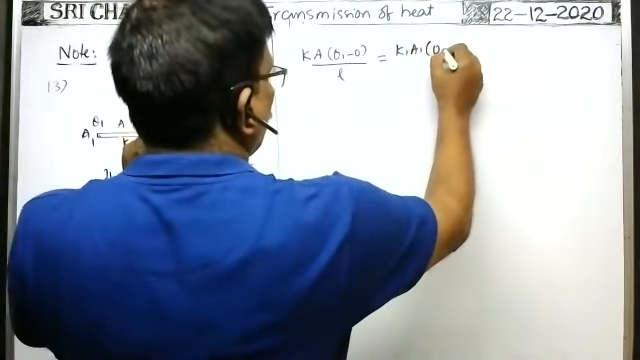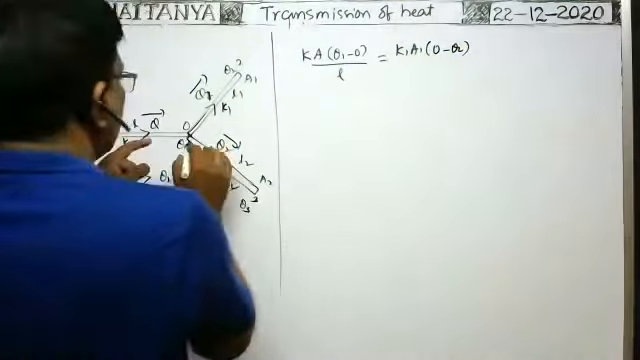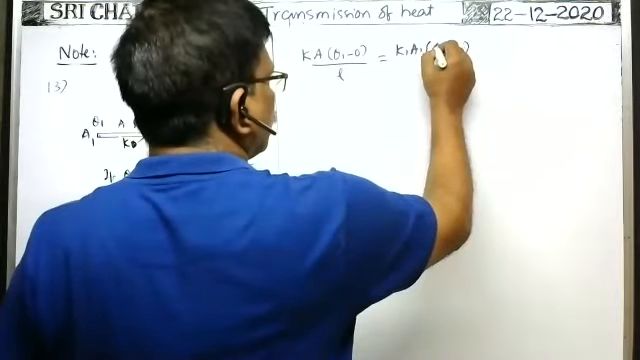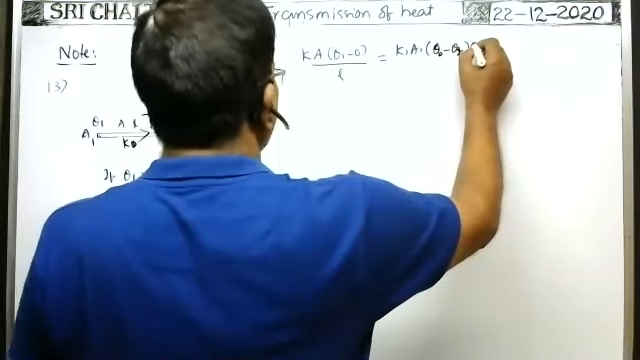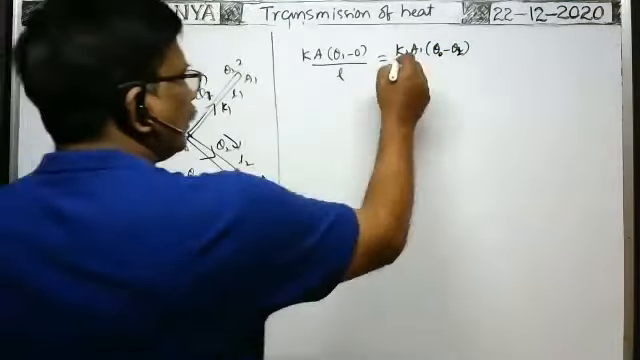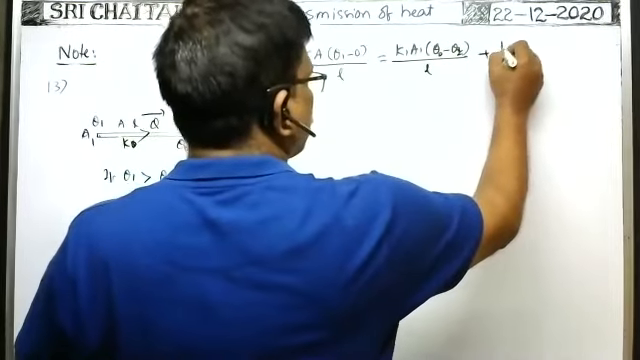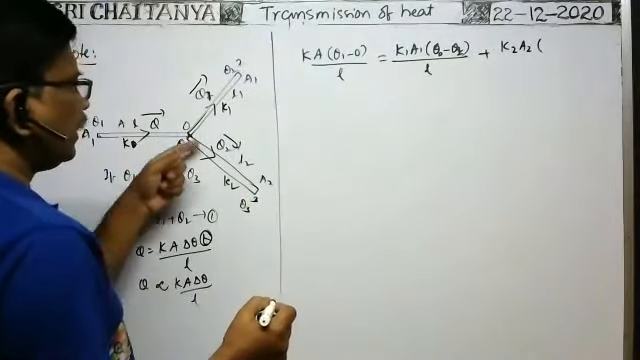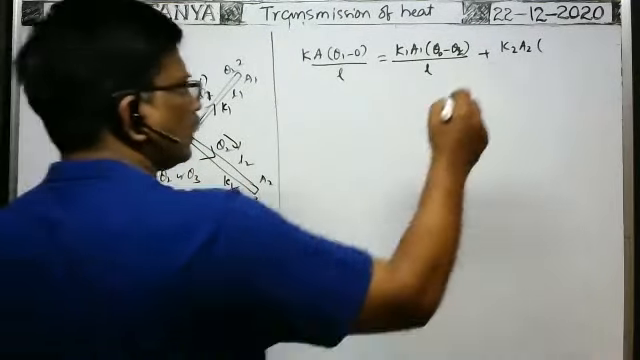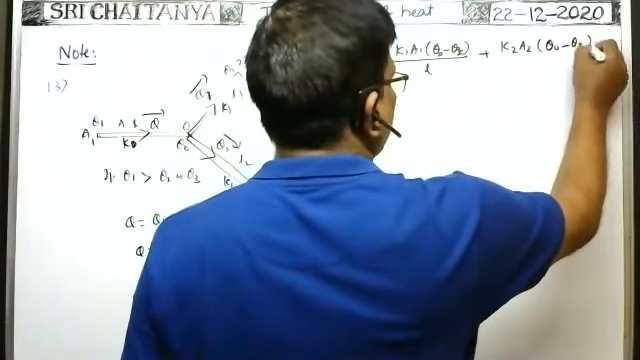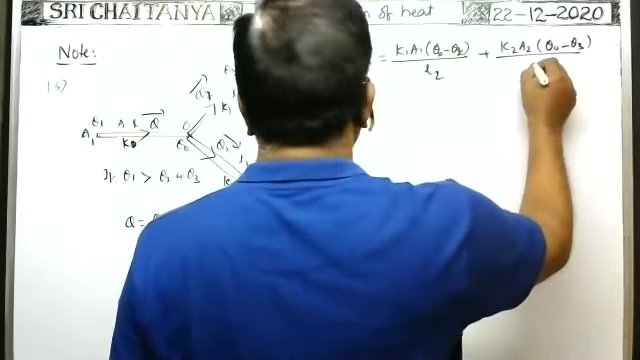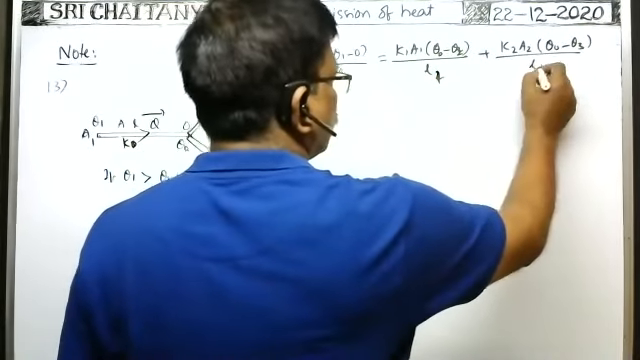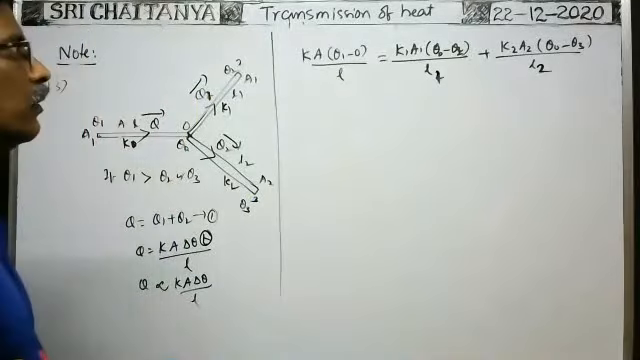We can write theta0 minus theta2. Sorry, it is theta naught. Here it is not temperature, it is theta naught. So theta naught minus theta2 by the length of the rod L1, plus for the second rod A2 into the temperature difference. As the heat energy is flowing in this direction, theta naught minus theta3, whole by this length L2. This length is L1, sorry. This is L1, this is L2. This is the formula.